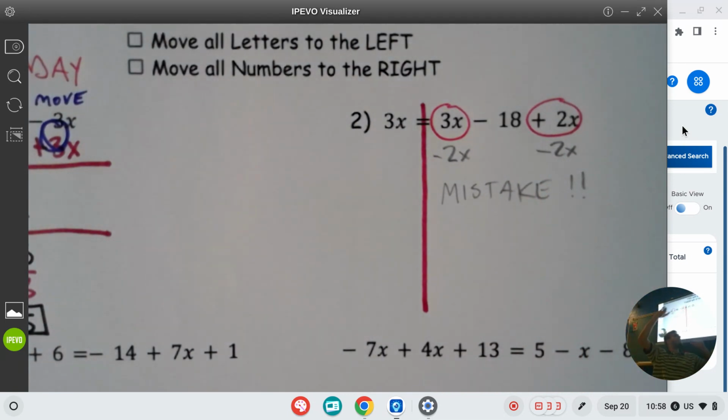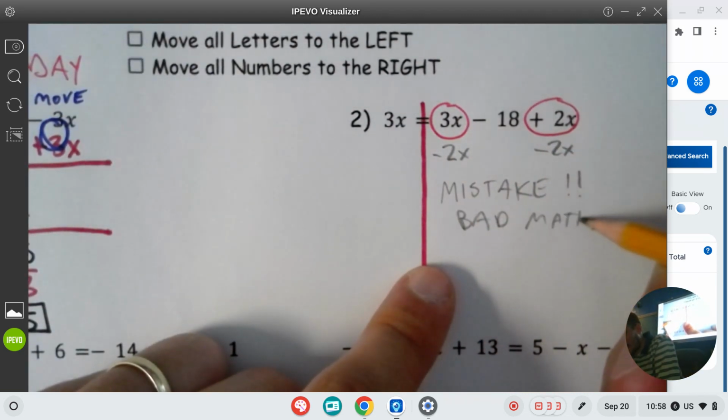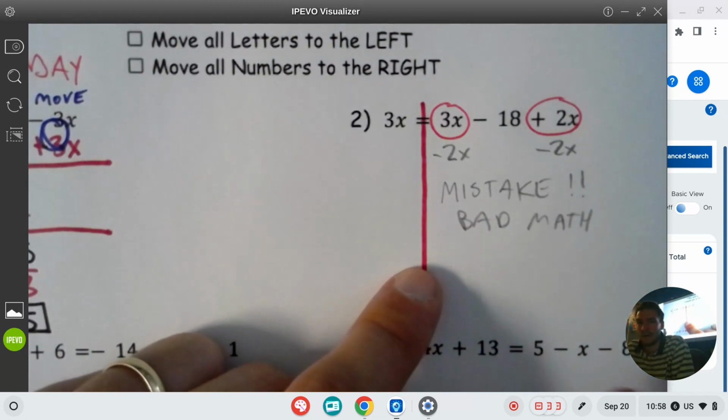Exactly. The problem here is, did we do minus 2 on both sides? No, we only did minus 2 on one of the sides, and we did it twice on one of the sides. This is not good, okay? This right here, this is bad math, okay? Everybody see how? Everybody see why?